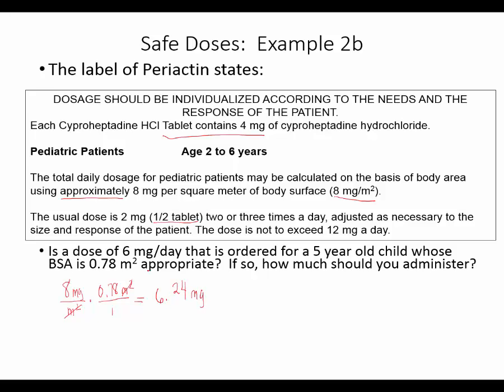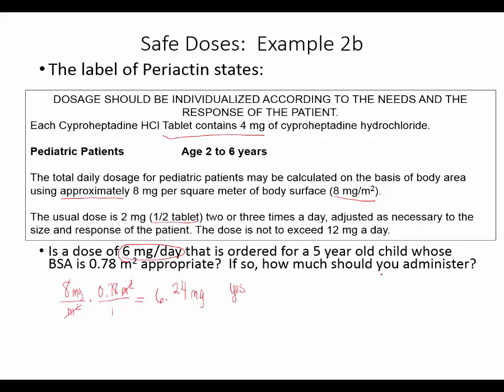Now, that is not an exact match to the order, but we remember that this med is given in tablets, and so there is the word approximately. When I look at 6 versus 6.24, 6.24 would round to 6 if I rounded to a whole number, and so it is approximately 6. Is this dose appropriate? Yes, this dose is appropriate. So now I need to answer the next question. How much should I administer?